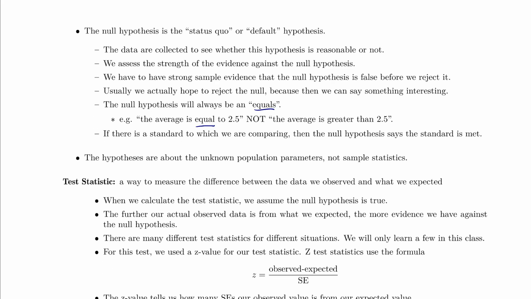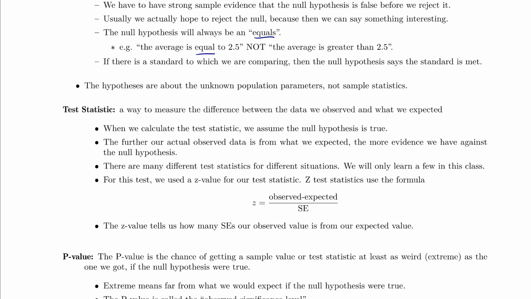Our test statistic is a way to measure the difference between the data we observed and what we expected. So when we calculate the test statistic, we assume the null is true. The farther our actual observed data is from what we expected, the more evidence we have against the null hypothesis. There are lots of different test statistics for different situations, so many different possible hypothesis tests you could use, and each one can have a different test statistic. But for our class, we just learned a few.